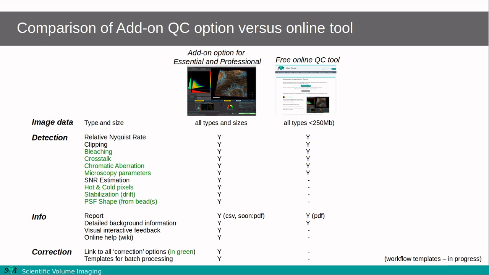And most importantly, of course, the add-on option can directly link you to the correction options that are listed here in green. It also offers templates for correction, and these templates can also be used for batch processing. And soon we hope to provide you with complete workflow templates in which all the correction options have been bundled, so you can just batch process all and correct all the problems at once.